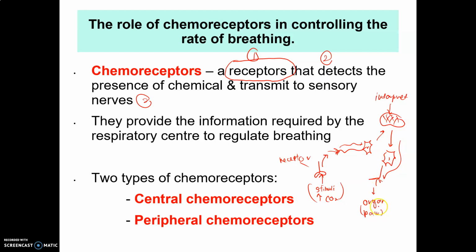Contohnya paru-paru. Paru-paru ni lah yang akan start, okay, I need to work more, means dia akan mengembang, menguncup lagi laju lah. Means that this stimulus important for carry out action. The one yang akan carry out action adalah organ. Itu adalah basic on how the impulses ataupun senses is detected in our body. Dan chemoreceptor akan provide information required by the respiratory center in brain to regulate breathing. Dan ada dua type of chemoreceptor. The first one is central chemoreceptor dan yang kedua adalah peripheral chemoreceptors.